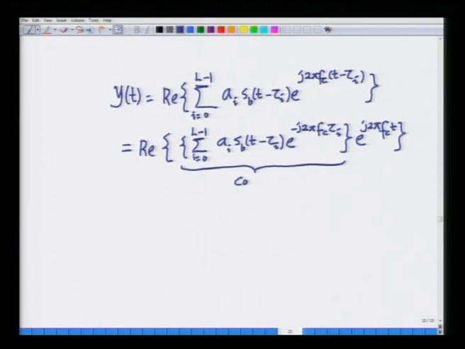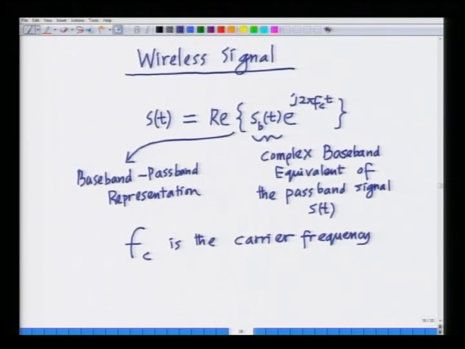Now, if you glance at the term in the bracket, the term in the inner brackets is a complex signal that is multiplied by e power j 2 pi f c t, which is the carrier term. And now we know from the complex baseband passband representation that this is essentially the complex baseband received signal. For instance, let me go back a couple of slides. We said if you have a signal s of t, which can be written as the real part of s b of t e power j 2 pi f c t, then the complex signal s b of t corresponds to the complex baseband signal. Similarly, here the complex signal in the brackets corresponds to the complex baseband received signal.